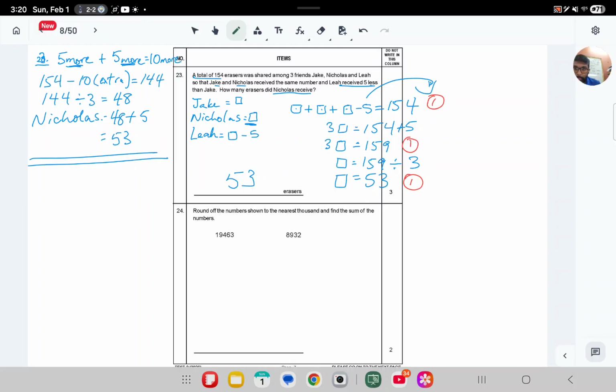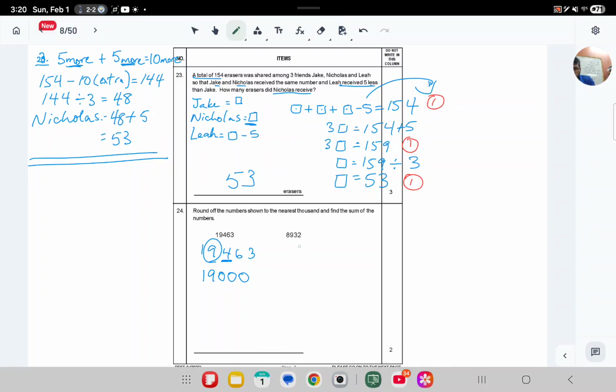Number 24, round off the numbers shown to the nearest thousand and find the sum of the numbers. So if we round off to the nearest thousand, we have 19,463. We look at the hundreds digit and the thousands digit. The hundreds digit is less than 5, so we leave the thousands digit the same and we replace all the numbers on the right hand side with 0.